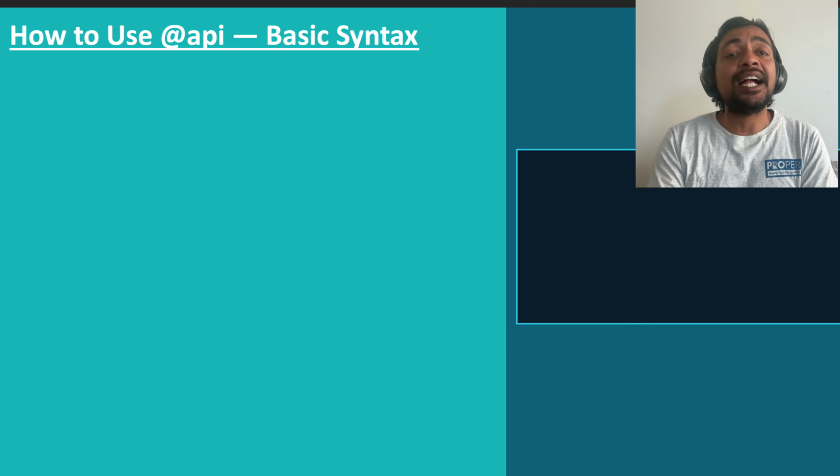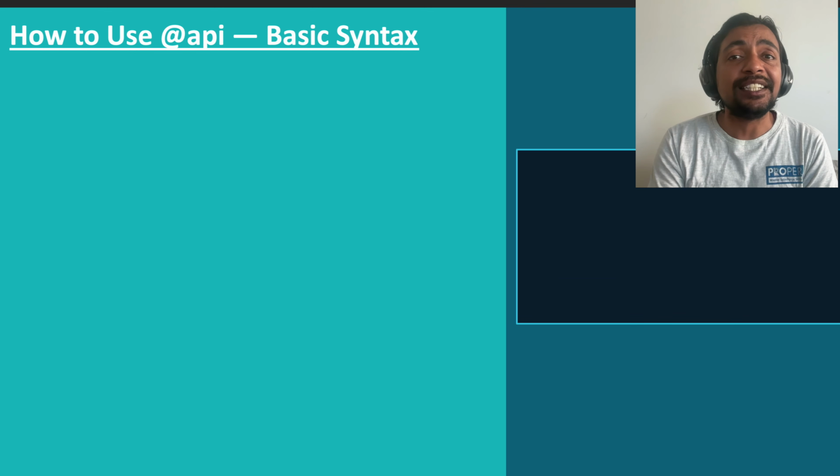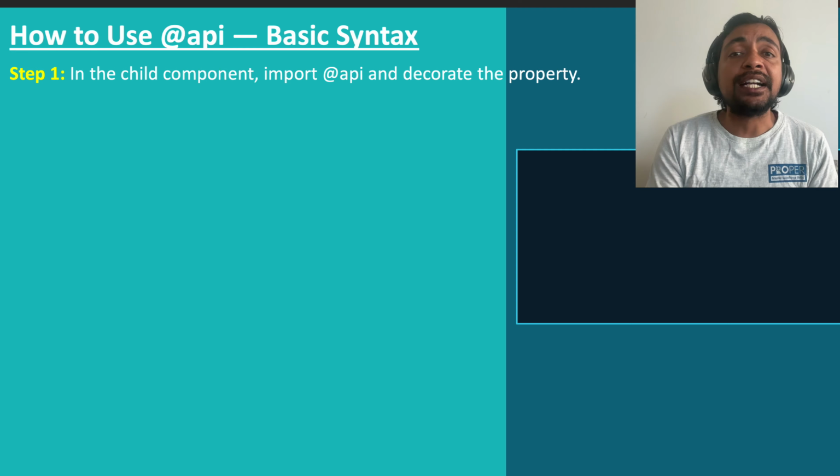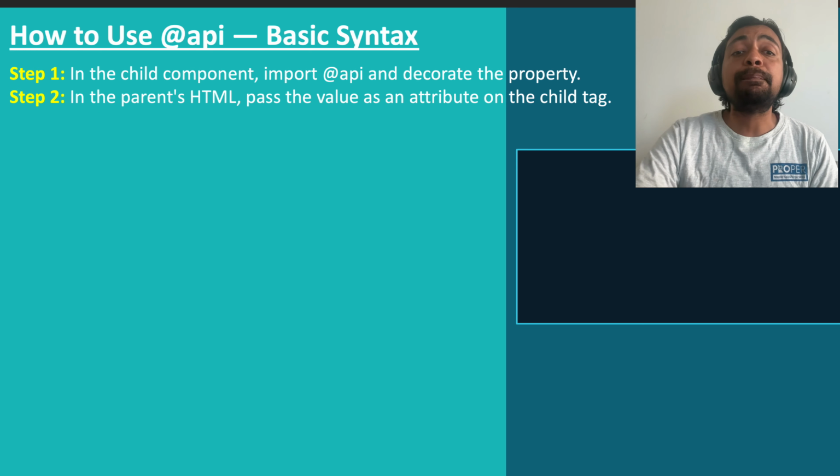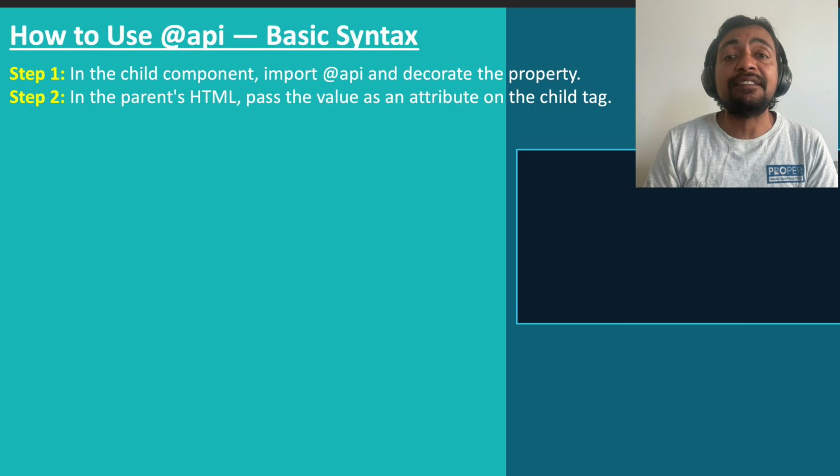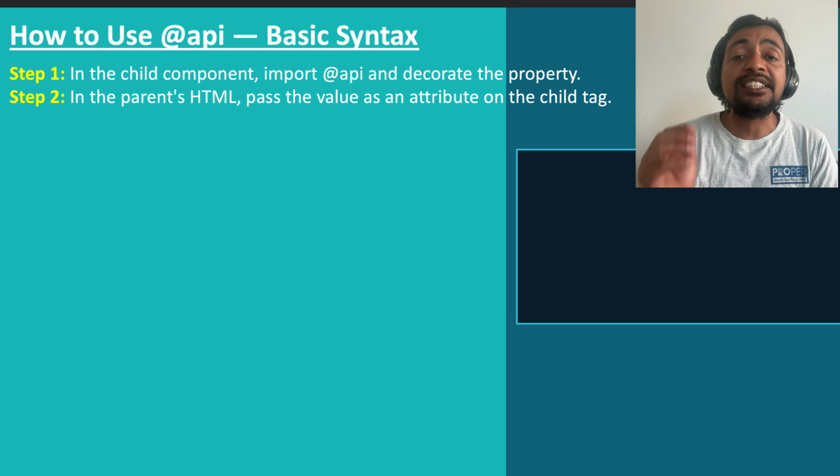Now, how to use @api and what's the basic syntax of it? The first step is, in the child component, we will import @api, just like we have imported @track, and then we will decorate the property. Then in the parent's HTML, we can pass the value as an attribute on the child tag.